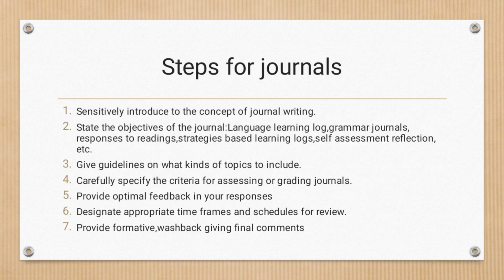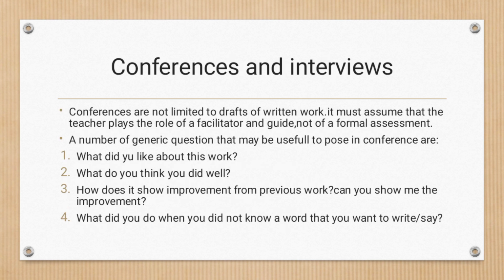Steps for journals. 1. Sensitively introduce the concept of journal writing. Next, state the objectives of the journal: language learning log, grammar journals, response to readings, strategies-based learning logs, assessment, reflection, etc. Next, give guidelines on what kind of topics to include. Carefully specify the criteria for assessing or grading journals. Provide optimal feedback in response. Design a time frame and schedule for review. Provide formative feedback, giving final comments.